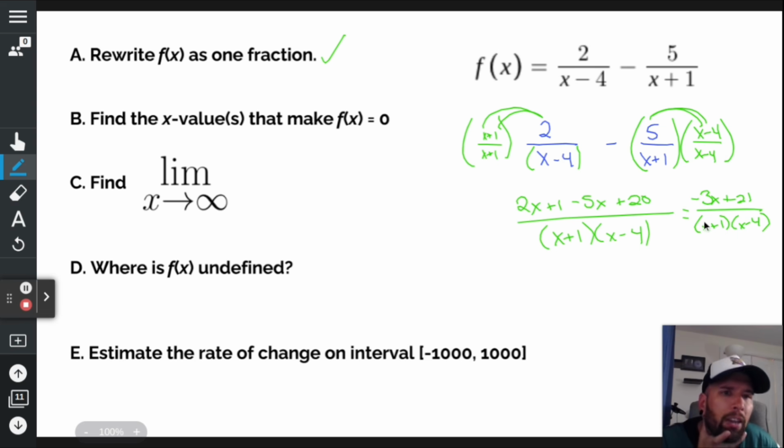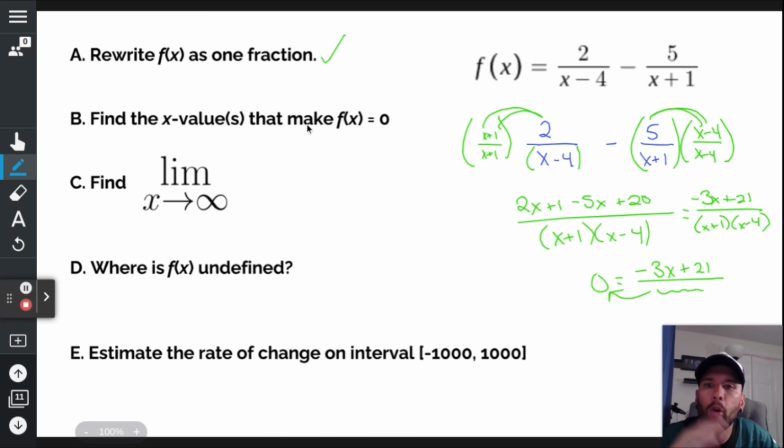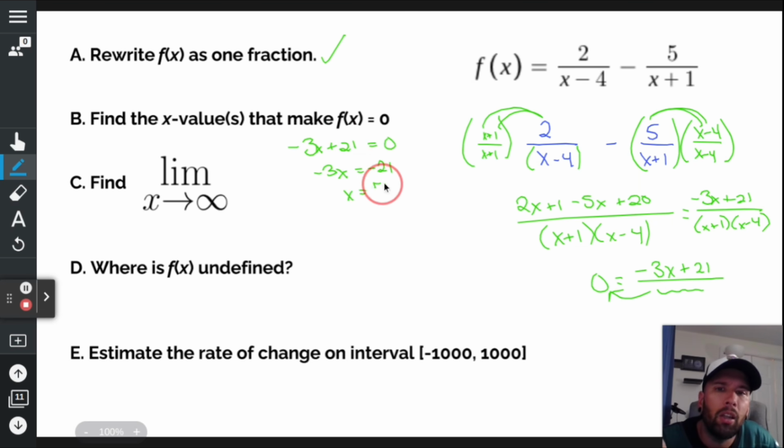Find the x values that make f of x equal to 0. Well, if f of x was equal to 0, this is the same thing as me finding the zeros. So who cares what that is? Because I'll just multiply that by 0 and it'll go away. So what I need to do is negative 3x plus 21 equals 0. Subtract 21, so negative 3x equals negative 21. Divide by negative 3, and the only x value that would make f of x equal to 0 is 7.